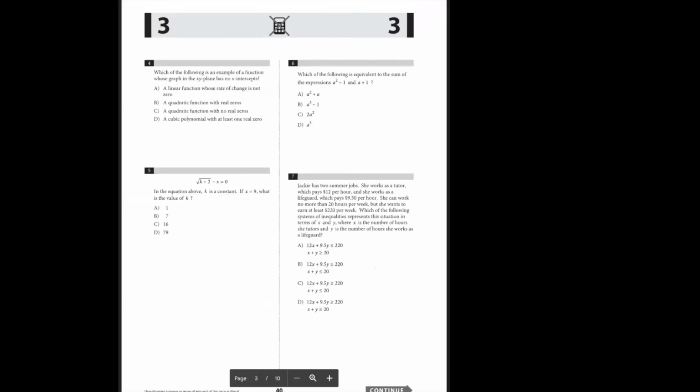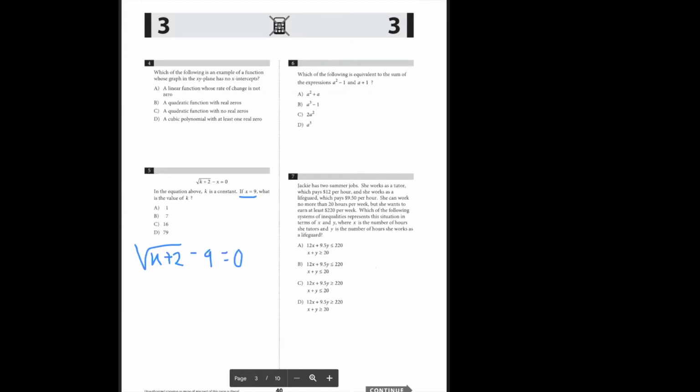All right, so number 5, it says in the equation above, k is a constant and x is equal to 9. What is the value of k? So basically, you're just going to be plugging in 9 for x for this problem and solving for k. This isn't too bad, but I'm just going to go over the steps anyway, just in case. The only one that we know is 9, so I'm just going to plug in 9 over here.